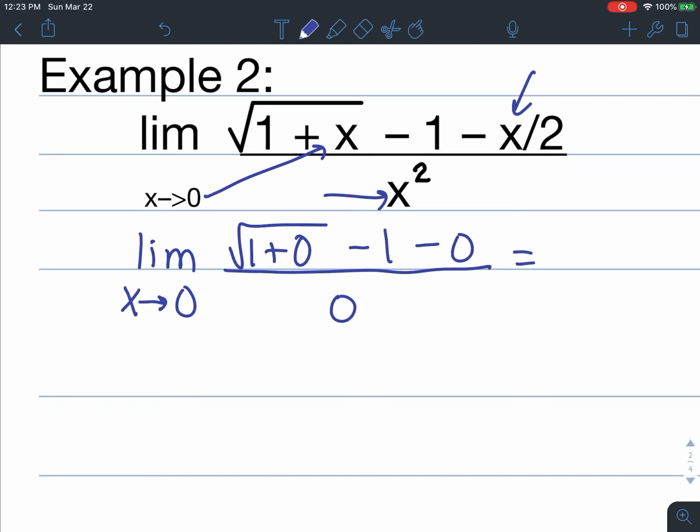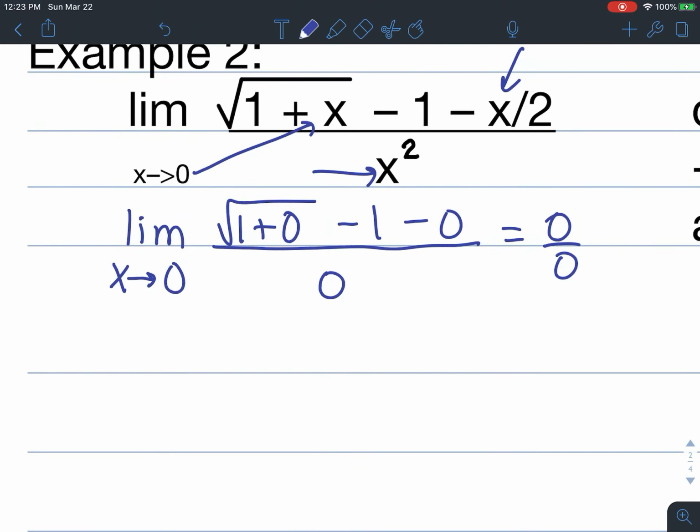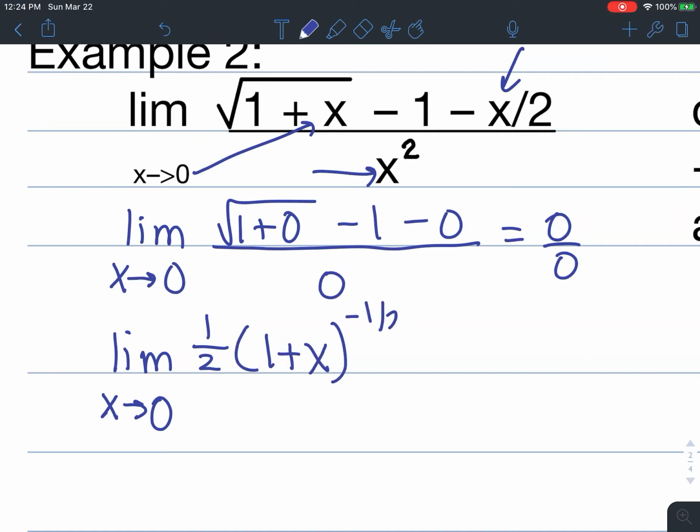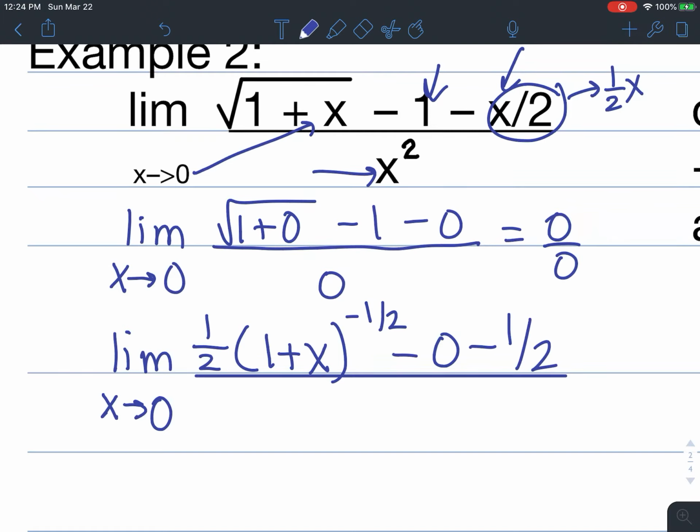And that's going to be 1 minus 1, 0 over 0. So L'Hopital's rule does apply. So we're going to take the derivative of the top. So that will be 1/2, 1 plus x, to the negative 1/2 times 1 for the derivative of the inside, minus 0, because that's the derivative of 1, and minus 1/2, because that's the derivative of x over 2. So remember that x over 2 is really like 1/2 x. And the bottom would be 2x.